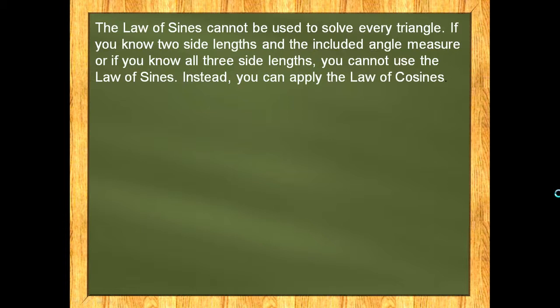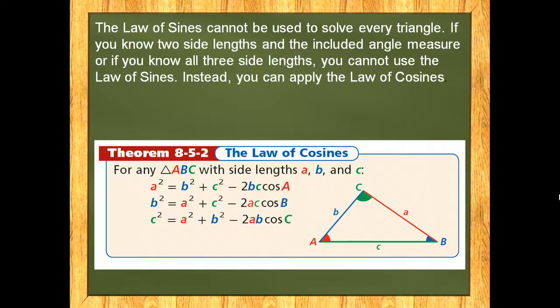The law of sines cannot be used to solve every triangle. If I am given side angle side, two sides with the included angle, or three side lengths and no angle measurements, I can't use the law of sines. But I can still solve the triangle with law of cosines. For any triangle ABC with side lengths a, b, c, little a squared, the side length squared, is equal to the sum of the other two side lengths squared minus 2 times the product of those two sides times the cosine of A.